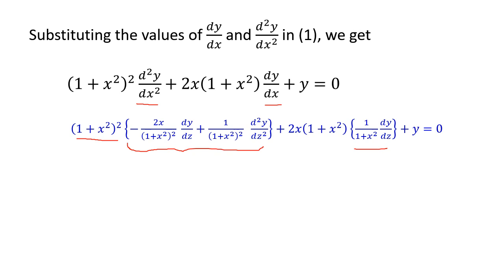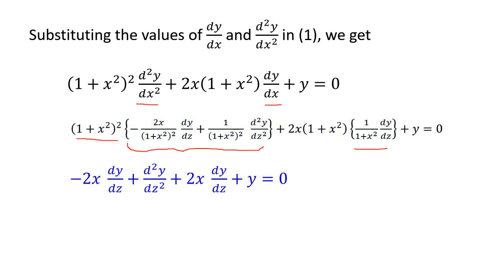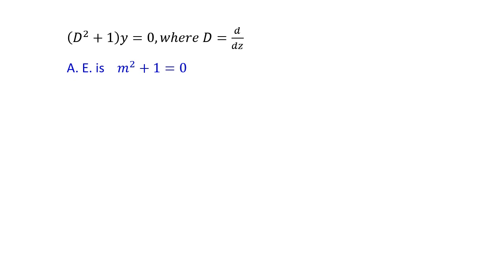So we get minus 2x into dy by dz, plus d square y by dz square, plus 2x into dy by dz, plus y is equal to 0. Minus 2x dy by dz and plus 2x dy by dz both get cancelled. Therefore, remaining is d square y by dz square plus y is equal to 0. This can be written as D square plus 1 into y is equal to 0, where D is equal to d by dz. Now the auxiliary equation is m square plus 1 is equal to 0.